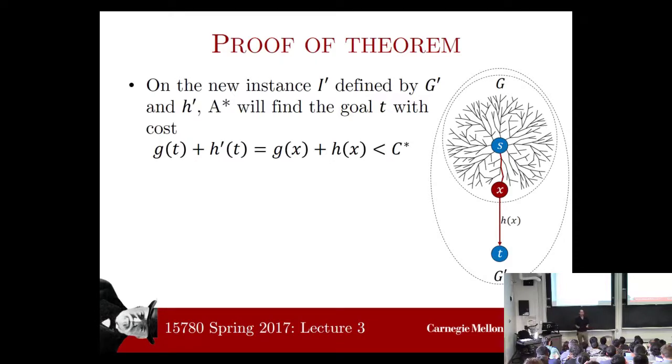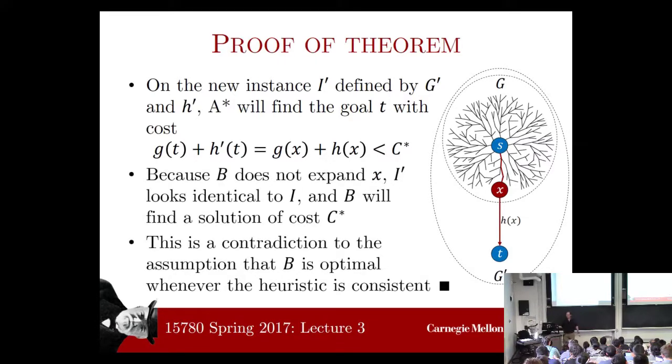So what about the algorithm B? For the algorithm B, the new instance looks exactly the same as the old instance. Because before, every time, expanding nodes, it chose to expand some nodes until it maybe discovered X, but it chose not to expand X.